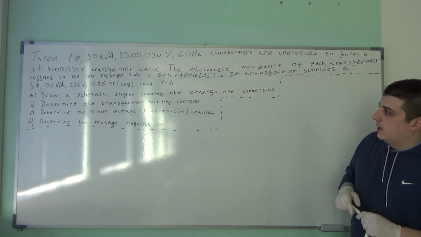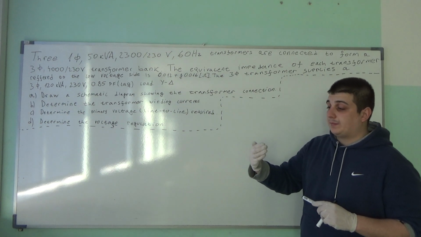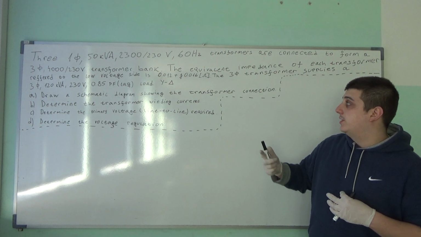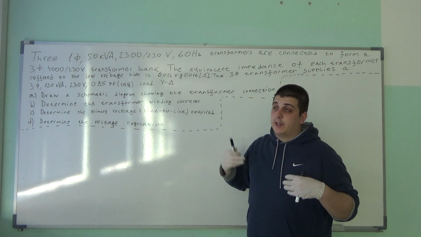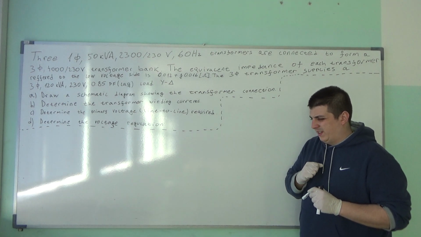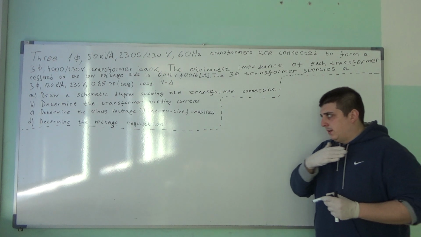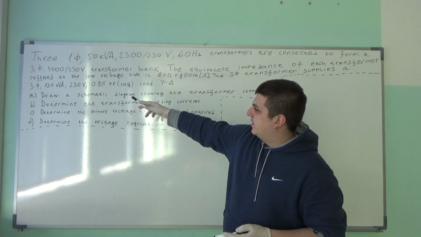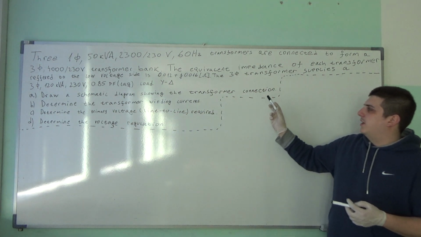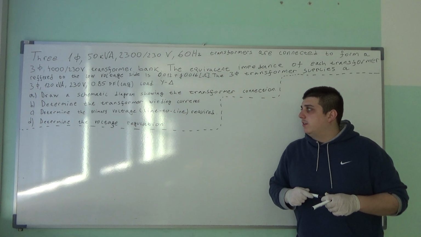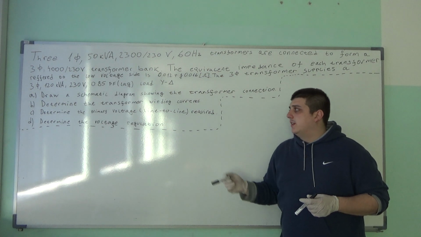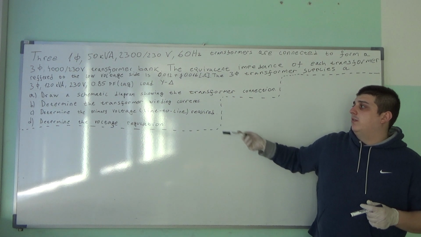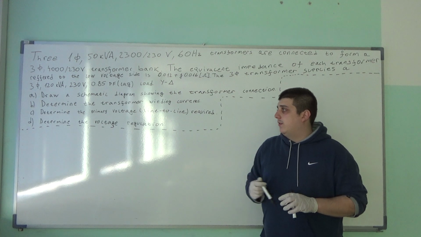The example doesn't say it's a Y-delta connection, but I'm going to say going forward that it is a Y-delta connection. For A, draw a schematic diagram showing the transformer connection. For B, determine the transformer winding current. C, determine the primary voltage line to line required. And for D, determine the voltage regulation.